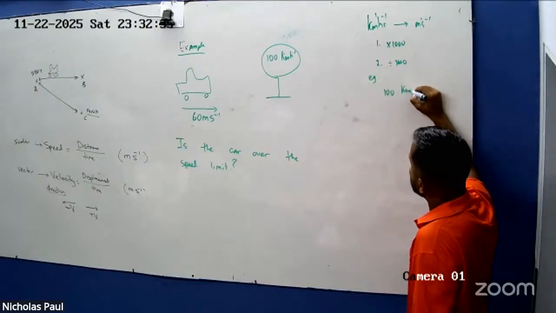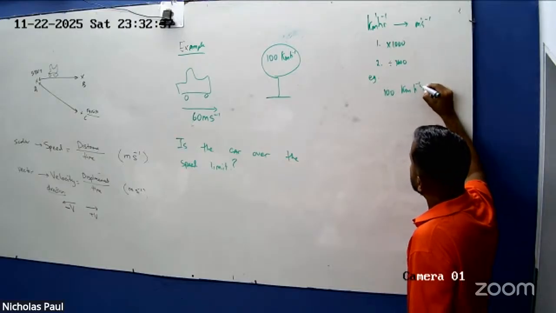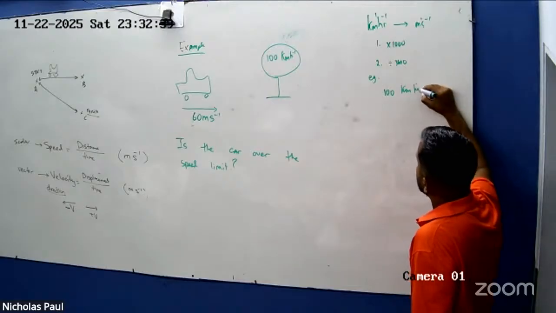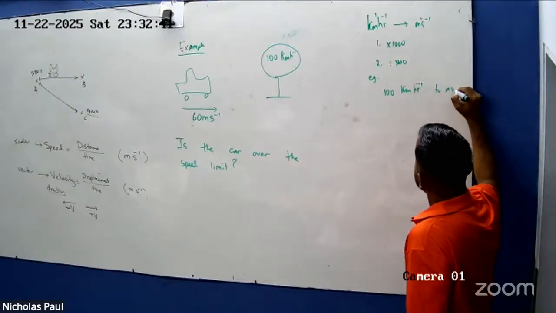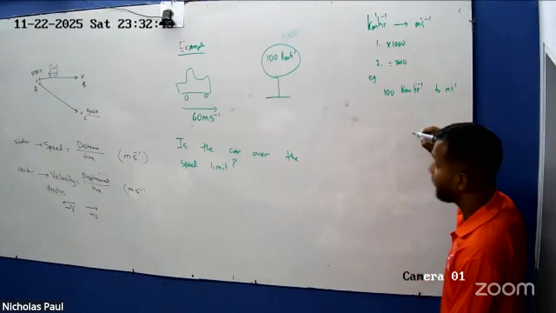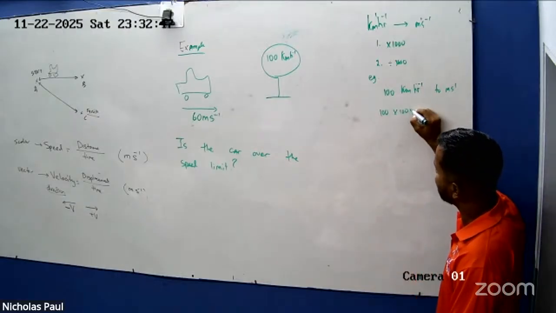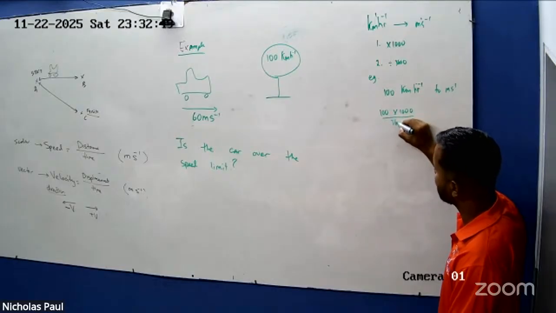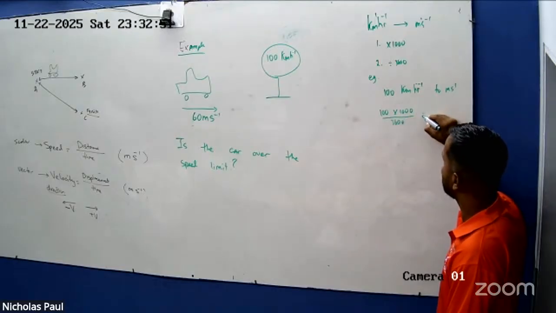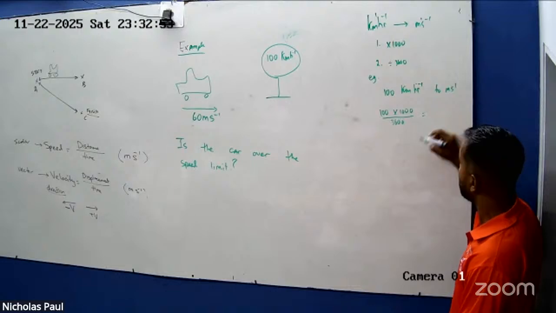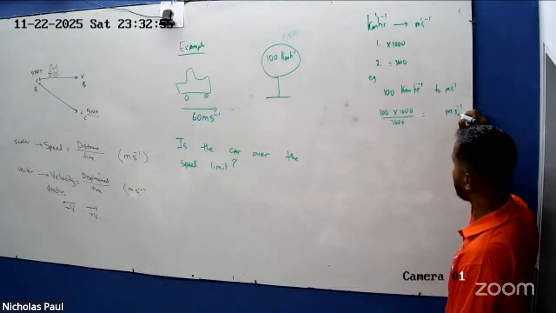But so for example, if I give you 100 kilometers per hour to meters per second, all we have to do is take 100, multiply it by 1,000, and then divide it by 3,600. How much do you get there? That'll be your answer in meters per second.